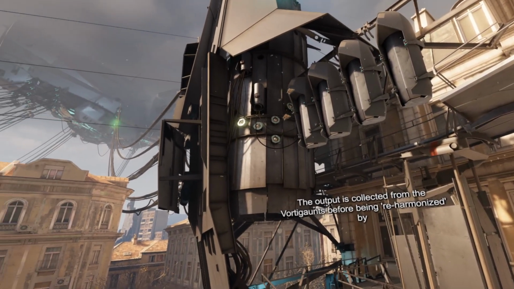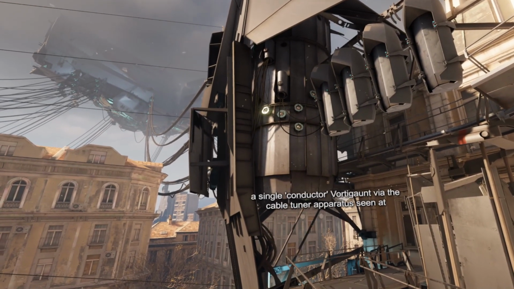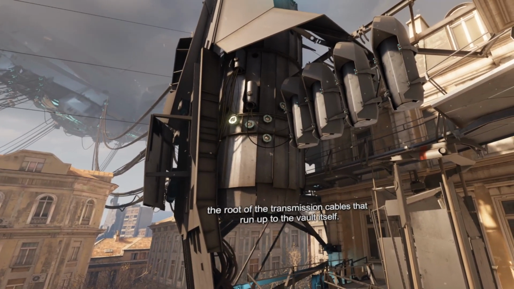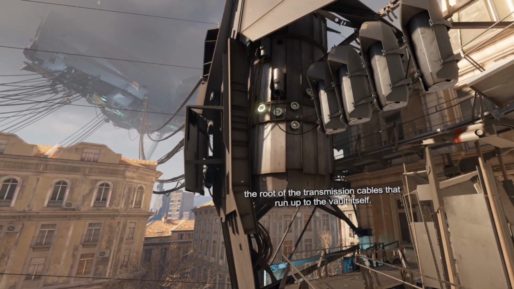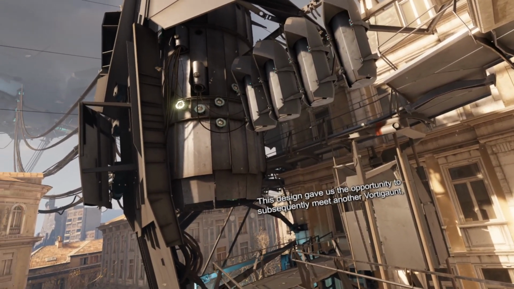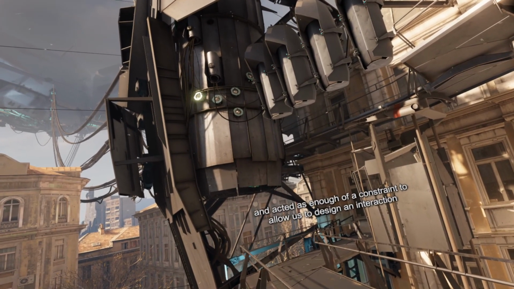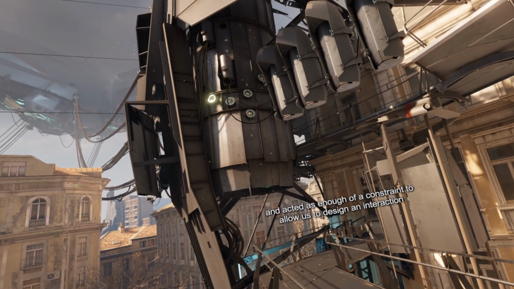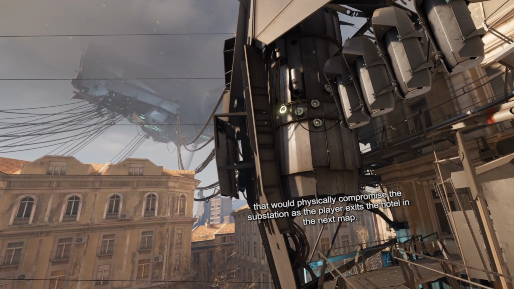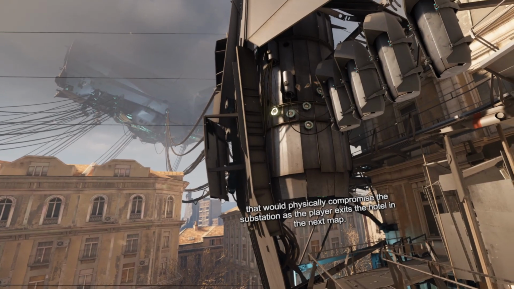The output is collected from the Vortigaunts before being reharmonized by a single conductor Vortigaunt via the cable tuner apparatus seen at the root of the transmission cables that run up to the vault itself. This design gave us the opportunity to subsequently meet another Vortigaunt, and acted as enough of a constraint to allow us to design an interaction that would physically compromise the substation as the player exits the hotel in the next map.